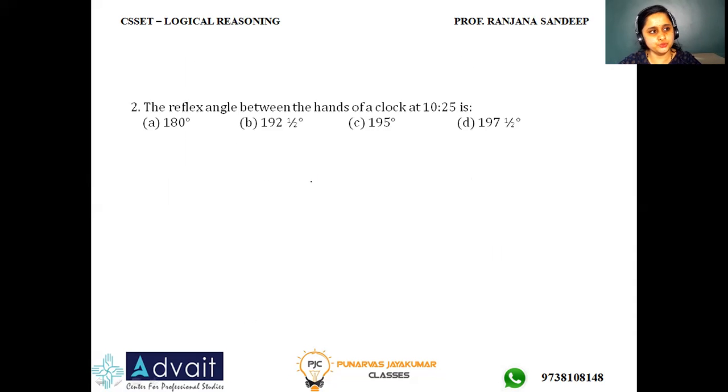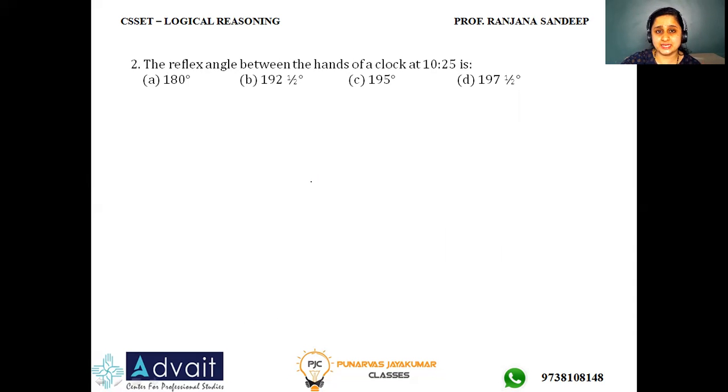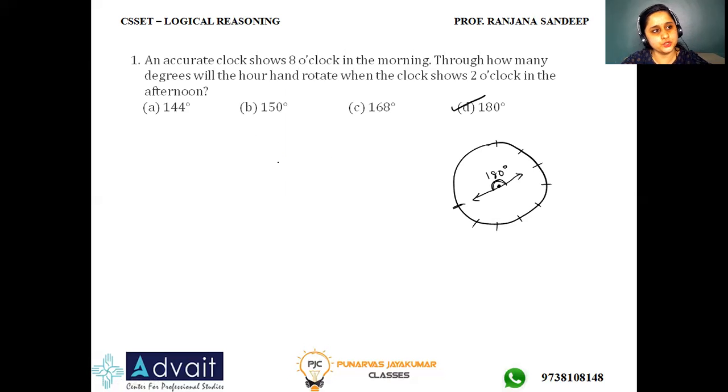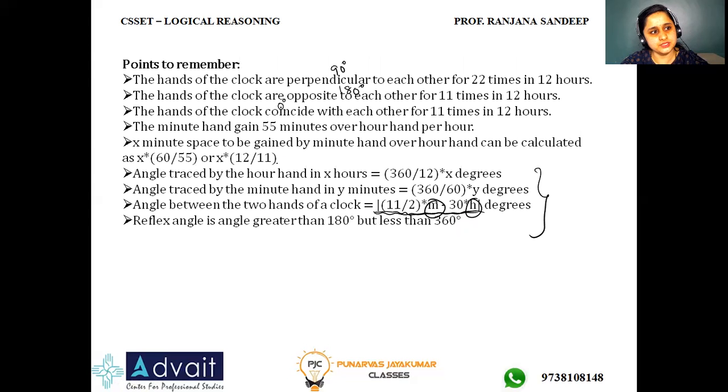So problem number 2, the reflex angle. Okay, just remember the last point. The reflex angle between the hands of a clock at 10:25 is... Okay, let us quickly remember the formula here. What is the angle between the hands of a clock? Do you remember this? If you don't remember this, have a look at the last but one point.